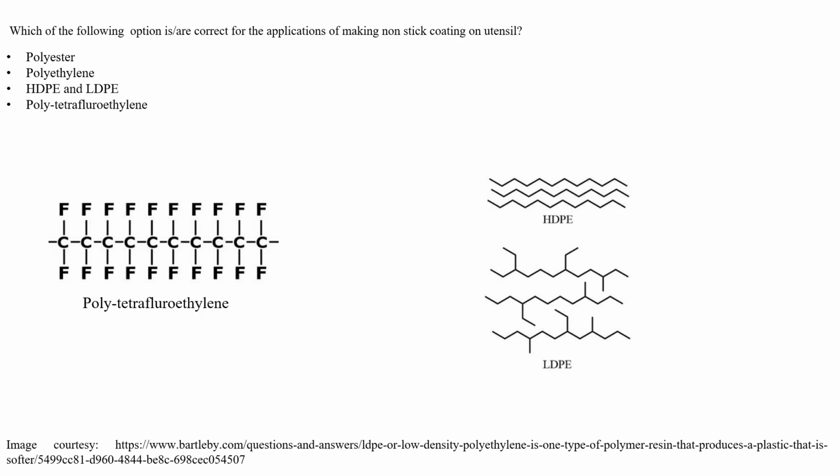Which of the following options is or are correct for the application of making non-stick coating on a utensil? So we might have already seen on the household utensils, we have the non-stick tawas and non-stick pans. So what is that non-stick coating which is being put on the vessels and the tawas? That is nothing but your polytetrafluoroethylene. And that you can see right here.